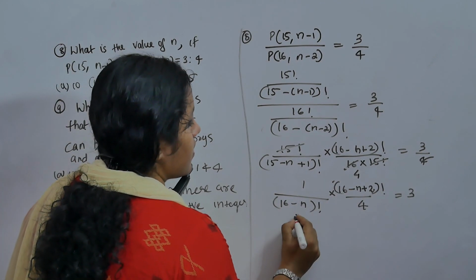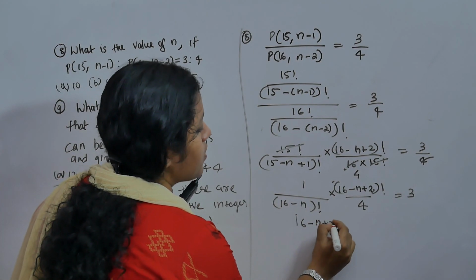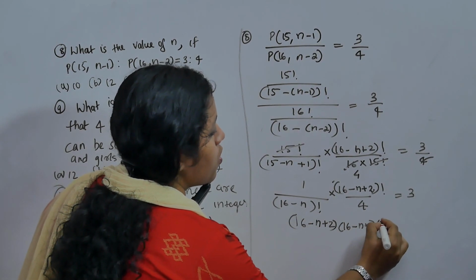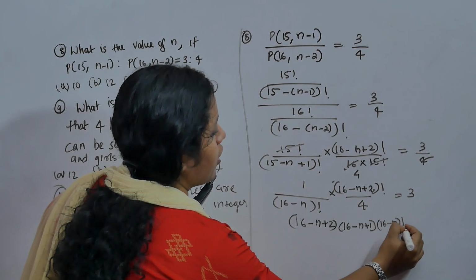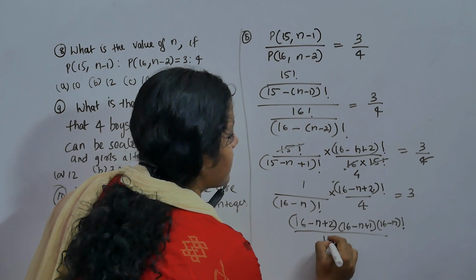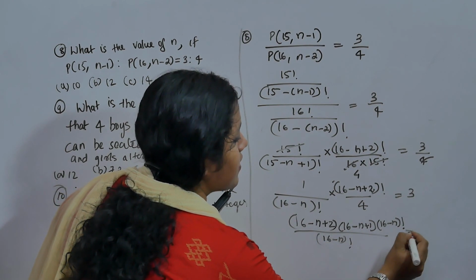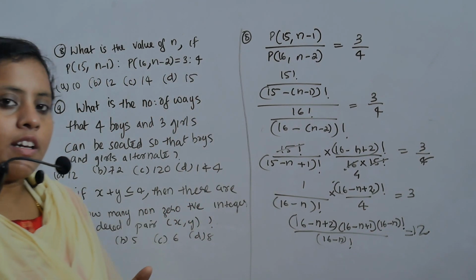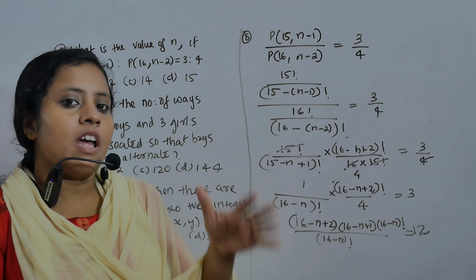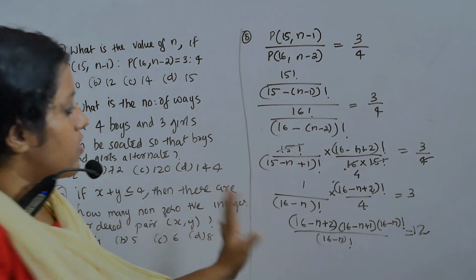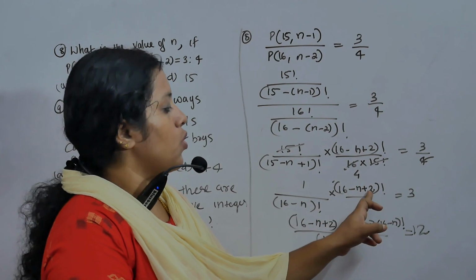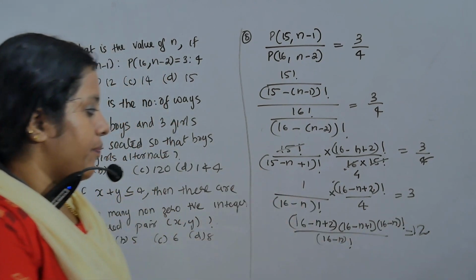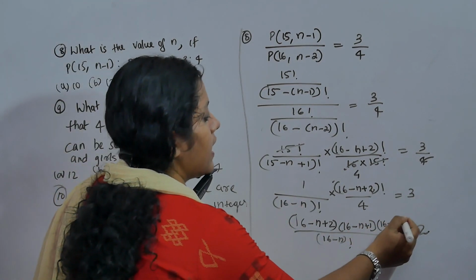Now what is this? This is 16 minus n plus 2 into 16 minus n plus 1 into 16 minus n factorial divided by 16 minus n factorial, that is equal to 4. I am taking to this side 12. Clear? So see, we know that if we have, suppose we are having 4 factorial, we can write as 4 into 3 factorial. So similarly 16 minus n plus 2, so n plus 1 factorial, then again plus 1 is not there, n. Okay, so this and this will get cancelled.